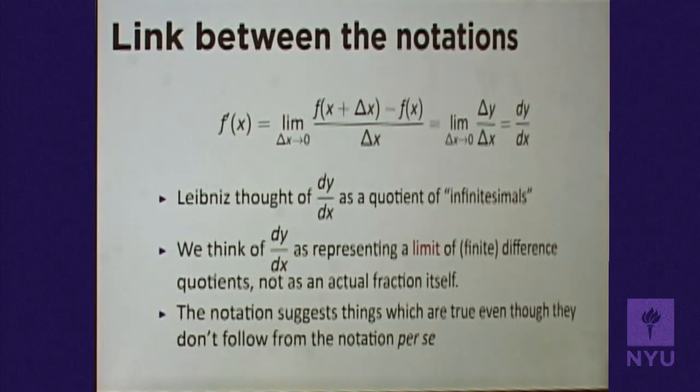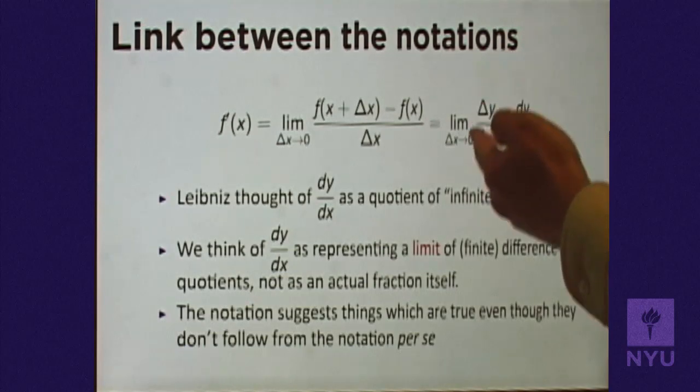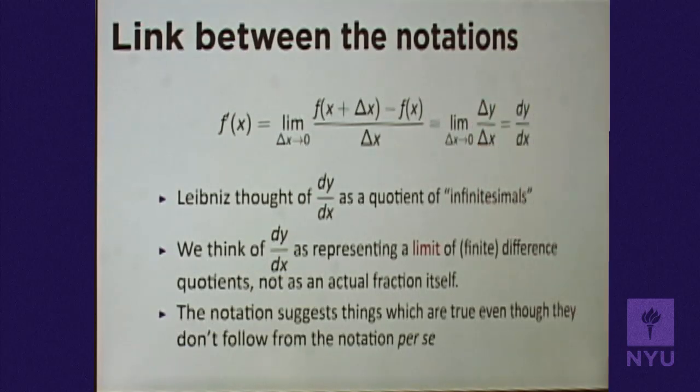The first point being x comma f of x, and the second point being x plus delta x comma f of x plus delta x. So delta y divided by delta x is an actual slope of an actual line, and in the limit it becomes the derivative. So what we have is a nice connection between the limit of a finite difference quotient and this infinitesimal.